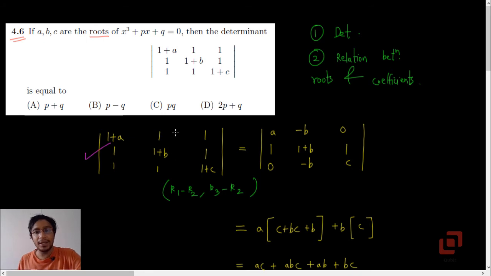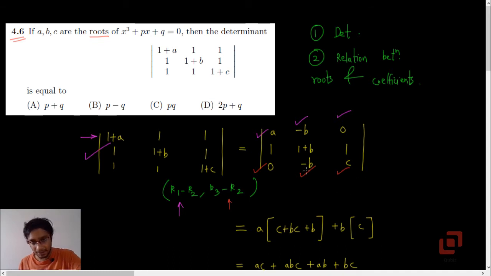So try to make as many elements in the first row equal to 0 as possible, because that will then save our time. So what I have done is I have performed two operations. First one is I performed r1 minus r2. 1 plus a minus 1 is a. 1 minus 1 plus b is minus b, and 1 minus 1 is 0. Then I performed the operation r3 minus r2. 1 minus 1 is 0. 1 minus 1 plus b, so again negative b, and 1 plus c minus 1 is c.